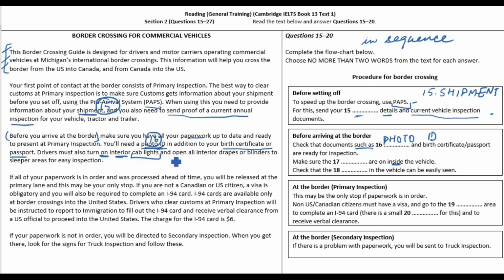This is my 17th answer. Now, had the instructions been 1 word only, then the answer would have been lights. But now, because in this case it says no more than 2 words, which means either 1 word or 2 word answers are allowed. I could either write lights here, or I could write cab lights. Either of the 2 would be a correct answer.